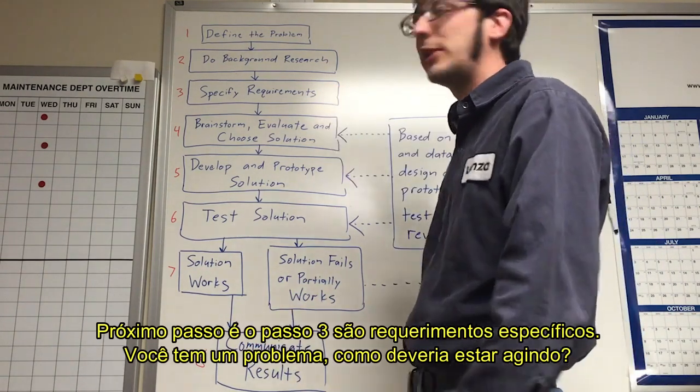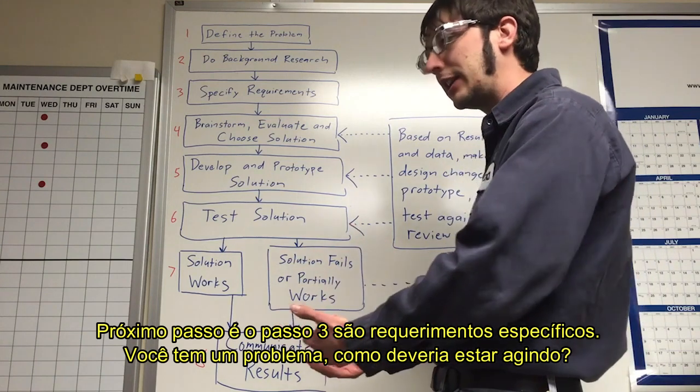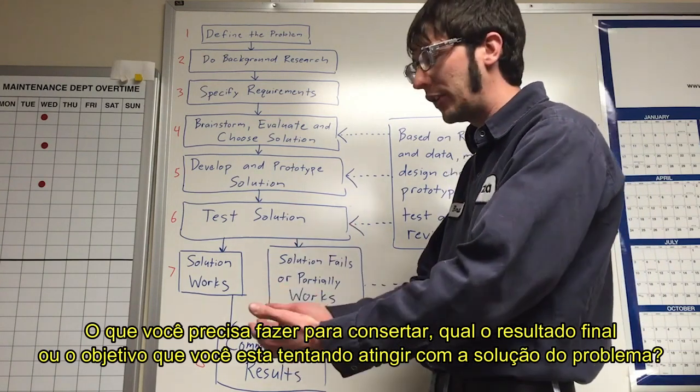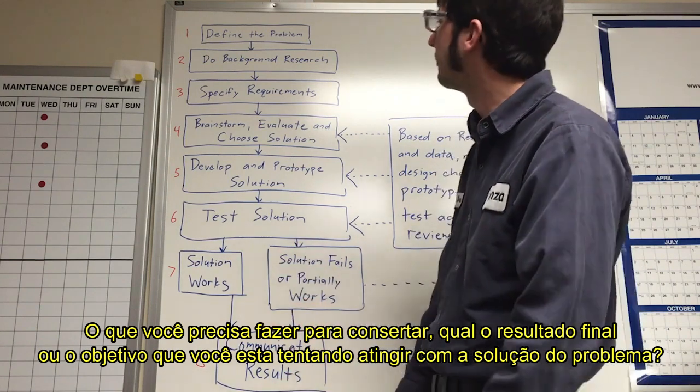Next step, number three, is specify requirements. You have a problem. How should it be acting? What do you need to do to fix it? What's the end result or the goal that you're trying to achieve with the problem solution?